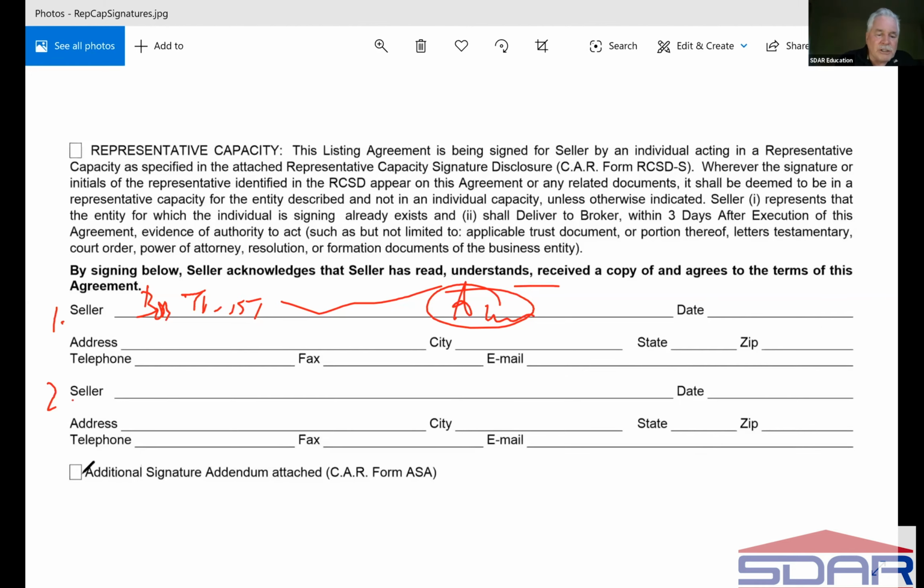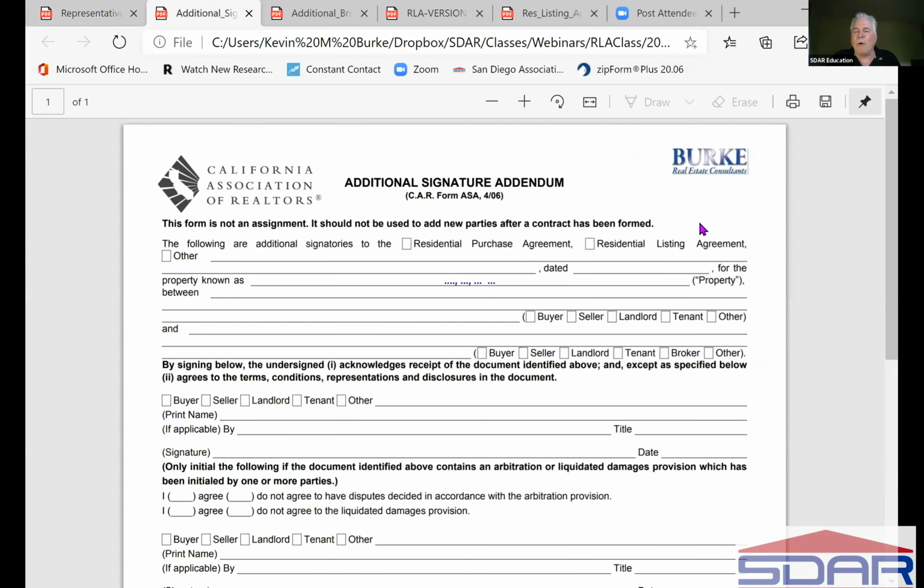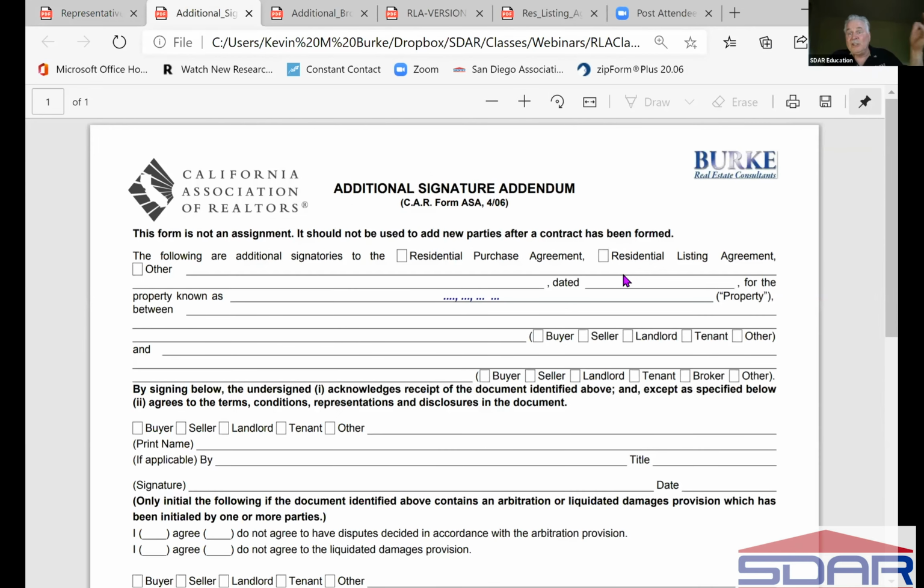And that's when I'm going to check this box right here that we're going to use CAR form ASA, which is my additional signature addendum. Now, this form shouldn't be that confusing. I'm going to tell you, I have been involved in court cases where I don't know what they were thinking when they used that form. It wasn't intended to add a party to a transaction that was already in progress, but I've seen TCs use it. I'm like, where'd you get that from? Well, what possessed you to do that? I hope the broker didn't tell you to do that because it wasn't done right.